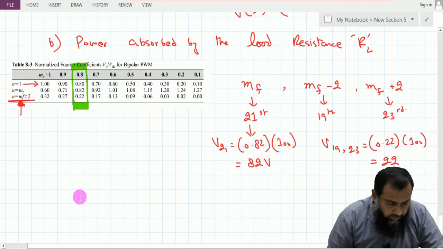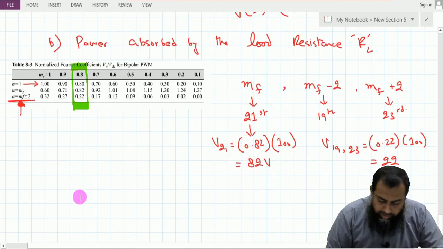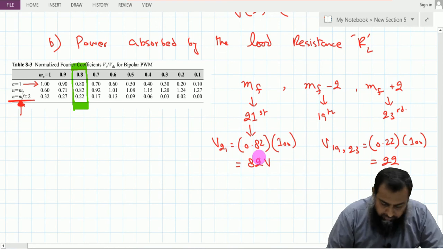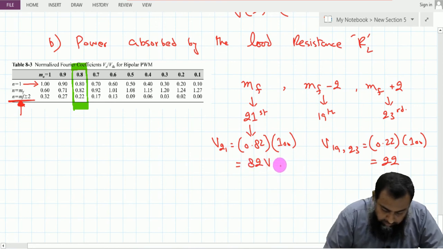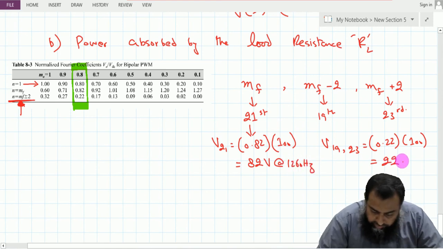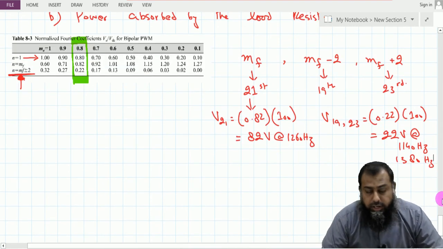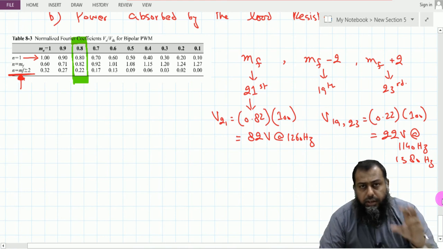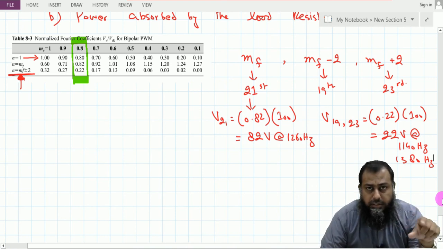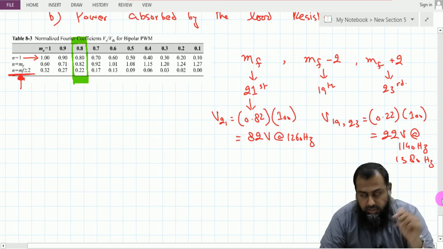So using this particular thing, we can see that we have this 82 volt at 1260 hertz, and similarly we have this 22 volt at 1140 hertz and at 1380 hertz. Now, because the load is not purely resistive, we again need to find out the impedance for each of these harmonic frequency components.